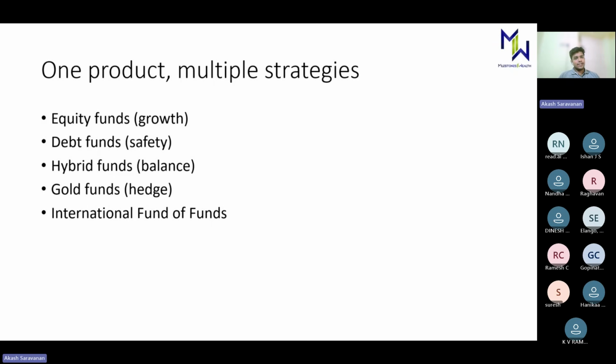And another thing is, like I was saying, it's just a product, it's just an investment vehicle, it's not an asset class. And in that investment vehicle, there are a lot of categories, a lot of strategies. You can invest in equity mutual funds. There are a lot of mutual funds even in equity itself. There's a large cap category, small cap category, multi cap category, small and micro cap category, multi asset, hybrid.